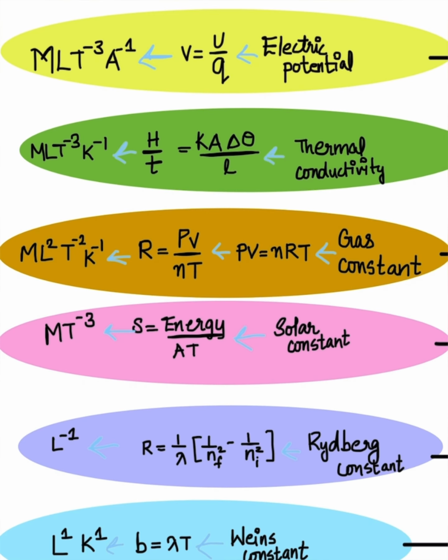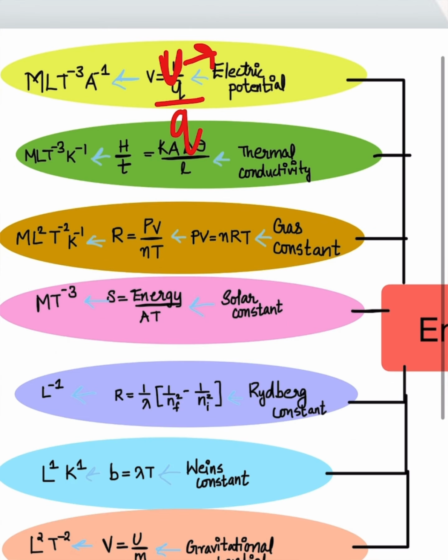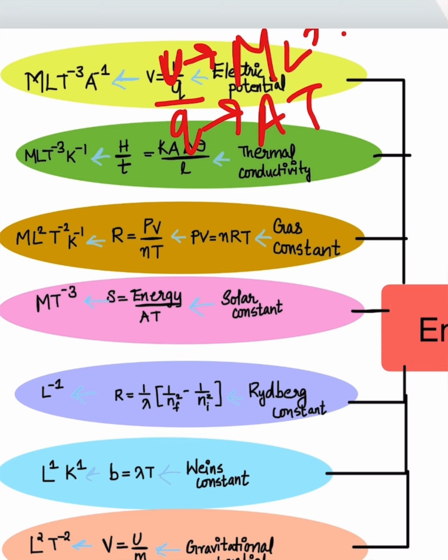Then electric potential. Electric potential V is equal to U divided by Q. U is the electric potential energy, divided by charge. Charge is equal to ampere into time, and U will be ML²T⁻². And then thermal conductivity, already studied: H by t is equal to K A delta theta divided by L.